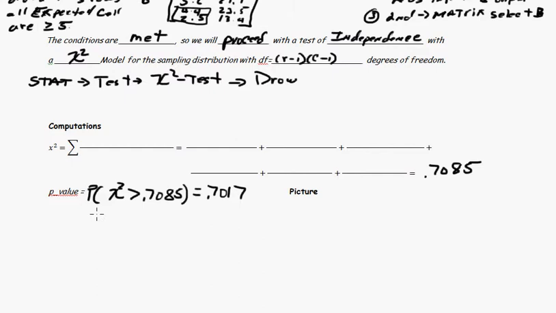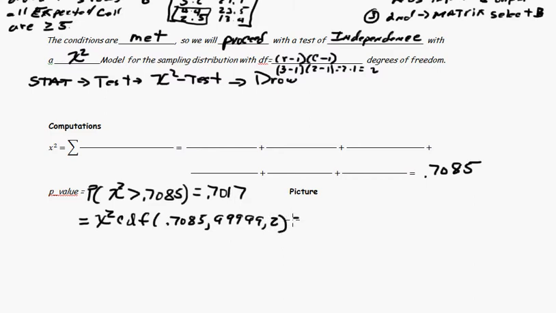Now you could do this manually if you wanted. You could do chi CDF, and you could put in 0.7085 to 999. And oh, we didn't finish the degrees of freedom. This is 3 minus 1 and 2 minus 1, so that's just going to be 2 times 1 is 2. So we would put in a 2, and we get the same thing. Don't have to do that.